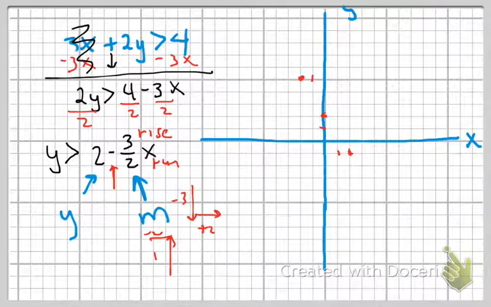Now, the first thing we need to notice is my inequality. There's no bar in it, so that means my line is going to be dashed. So I'm going to put a dashed line here. So here we go.